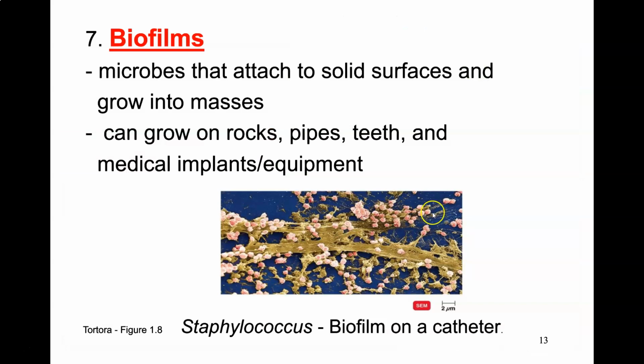Microbes can also grow and attach on solid surfaces, and that is called biofilms. For example, here we have a picture of round-shaped bacteria called Staphylococcus, and they're growing on a catheter. So bacteria growing on medical implants, that's not a good idea because then they can cause disease. But they are part of what microbes do. They grow on rocks, on pipes, in our teeth, and in different things.